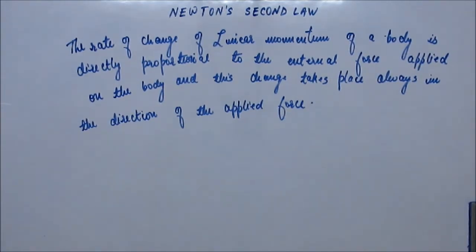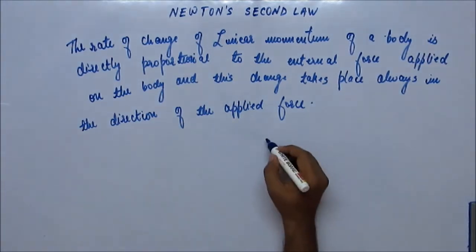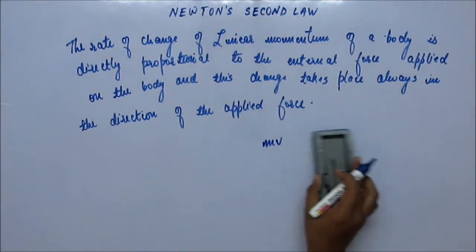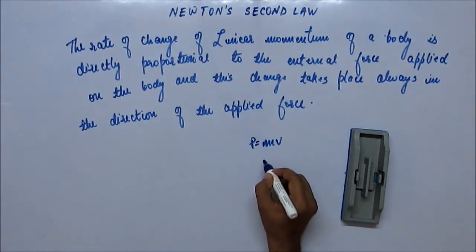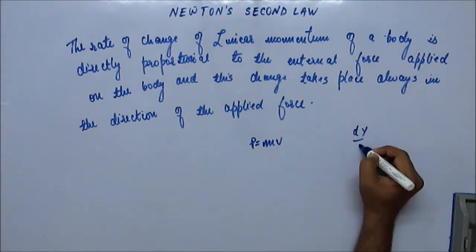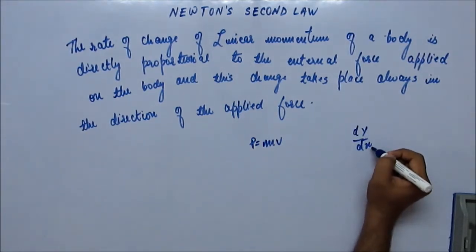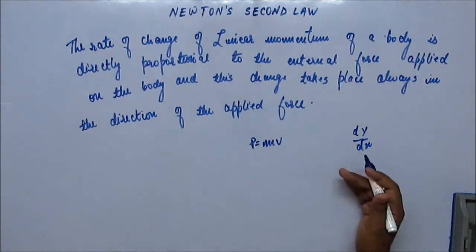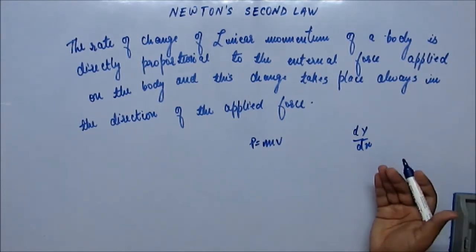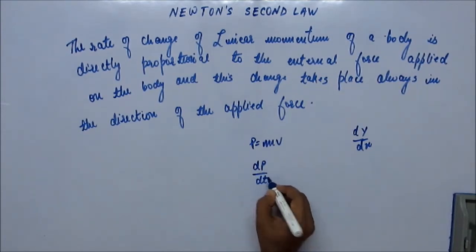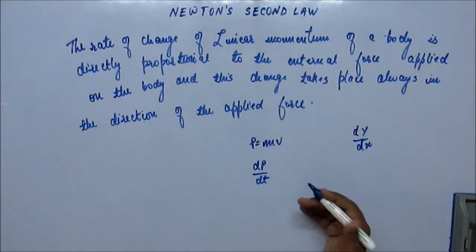The rate of change of linear momentum of a body is directly proportional to the external force. Momentum is mass into velocity. This is momentum. Rate of change of momentum. Rate of change with respect to what? We have studied in calculus that dy by dx is the rate of change of y with respect to x. Now here, with respect to what has not been specified, and in this kind of language, invariably it is always with respect to time. So rate of change of momentum would be dp by dt. That's what we learned in calculus.